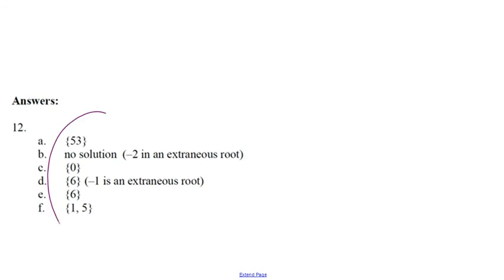You can express your answers as a set. So the set consisting of 5 and 3. This has no solution: empty set. This was 0, 6, negative 1 was an extraneous root. This was 6, this was 1, and 5. Okay. We don't actually need those answers down there because we've verified every answer that we gave. Right? But again, this is just a different notation. So it's the set consisting of 1 and 5.